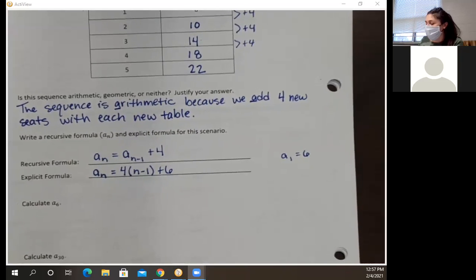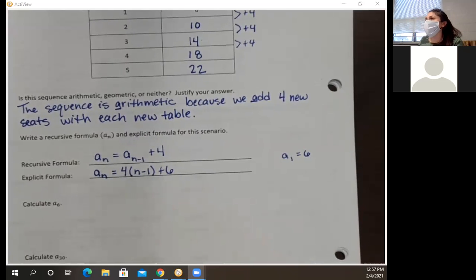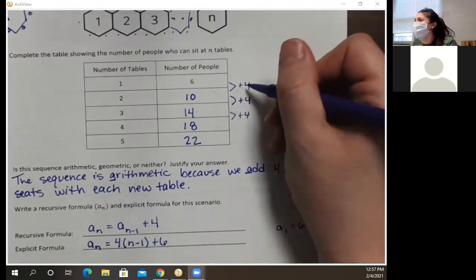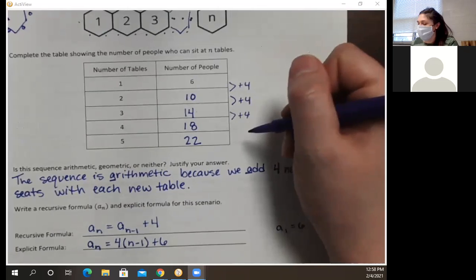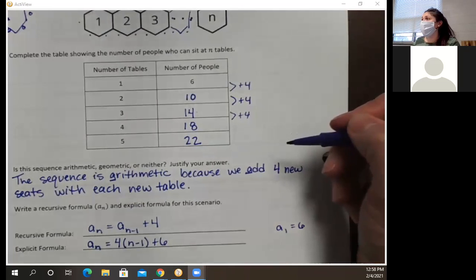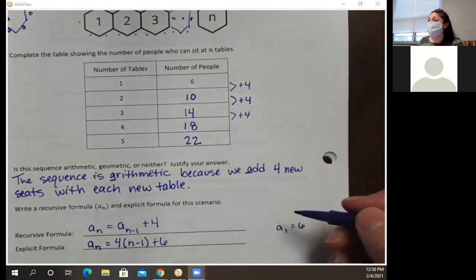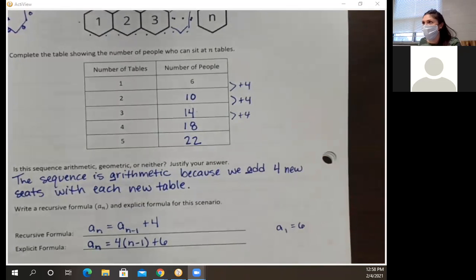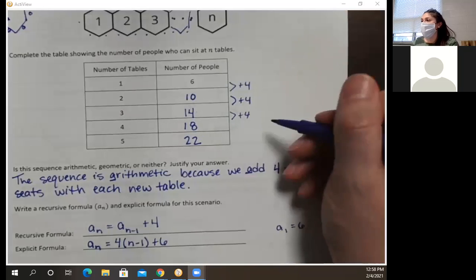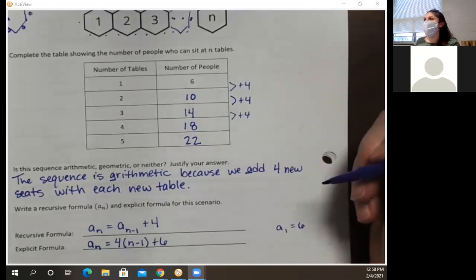I'm going to talk for just a second about why this kind of looks like point slope. So what we're doing here is adding 4 a bunch of times, right? I know I start with 6 people at a table. Every time I add a table, I add 4 seats. So if I wanted to figure out how many people could fit at 20 tables, I would have to add 4 a bunch of times, right? Start with 6 and then I add 4, add 4, add 4, add 4, add 4. What's another way that I could represent, even for just this portion? I want to add 4 3 times. What's another way I could write that?